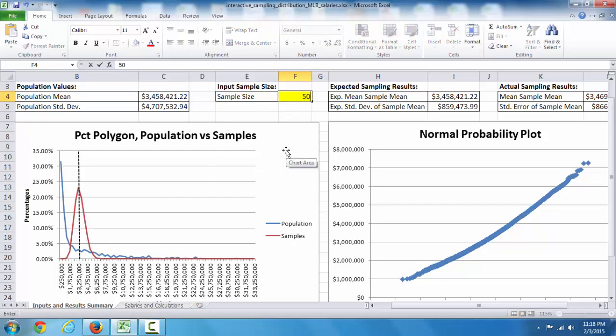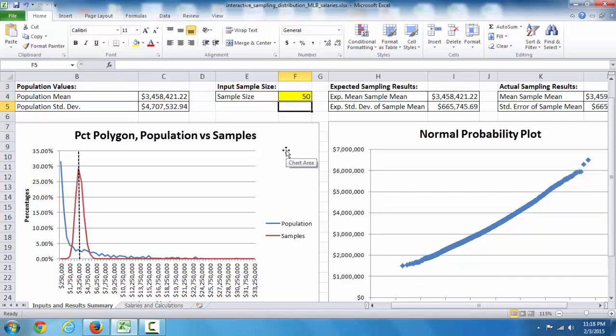And we can keep going. Let's take it to 50. 10,000 samples of size 50. Again, it looks pretty normal. And as the sample size increases, the sampling distribution gets narrower and narrower. That means its standard error or standard deviation is getting smaller and smaller. And the normal probability plot straighter and straighter.